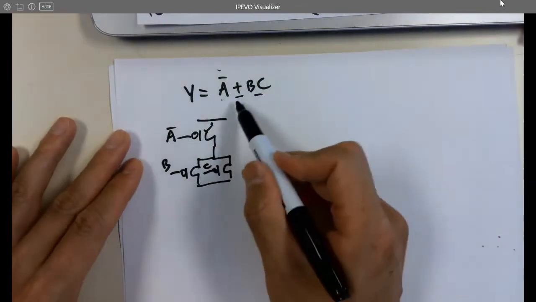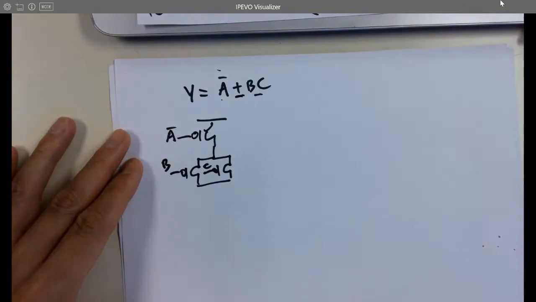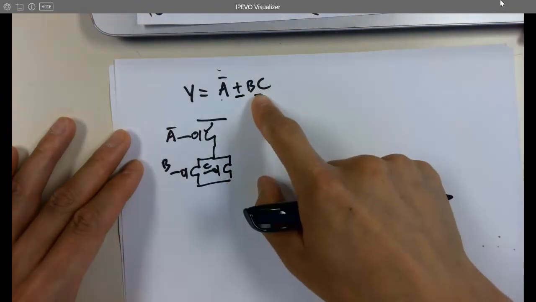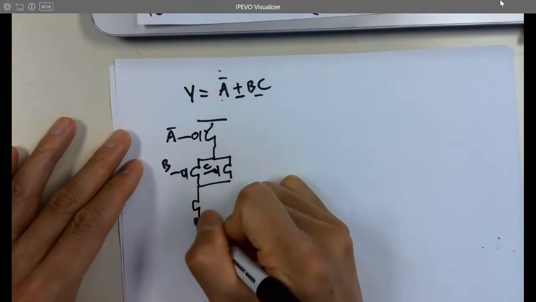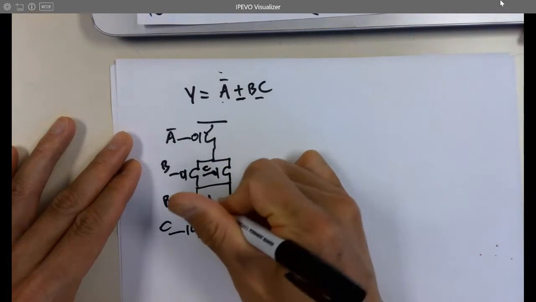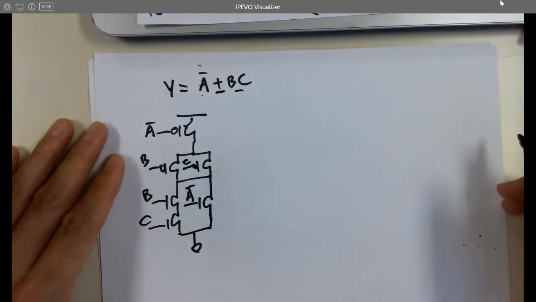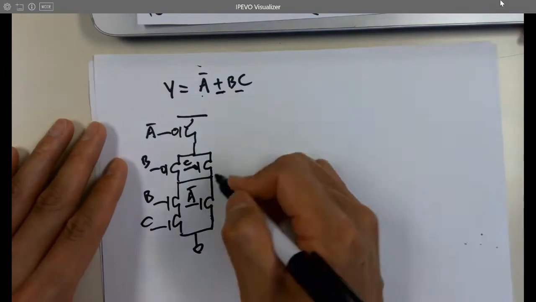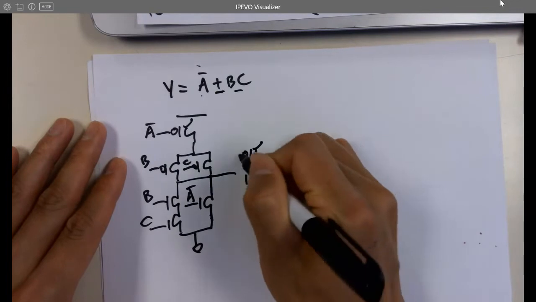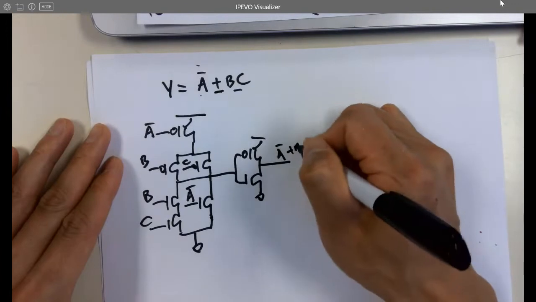What about the NMOS part? For the OR logic here, always think about the NOR gate. The two NMOSes are in parallel. And for the NAND gate, these are in series, so you got B and C and A not. Anything else? Anything else? So this is A not or BC.